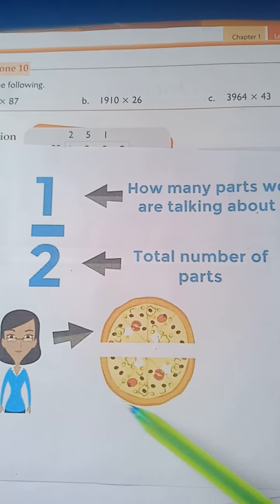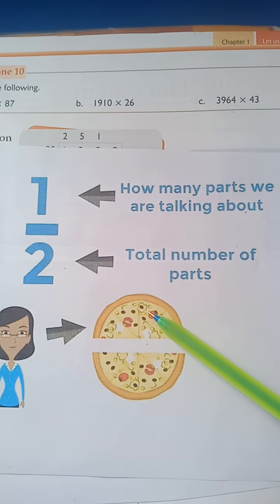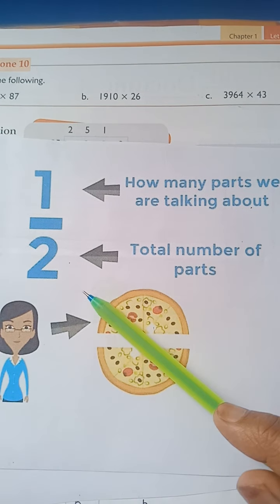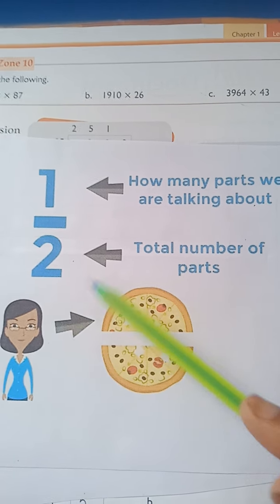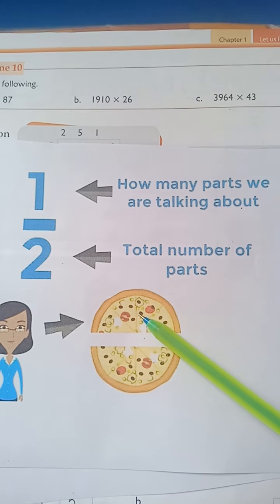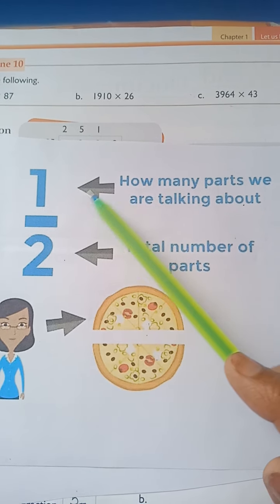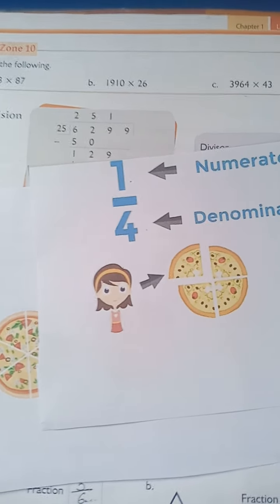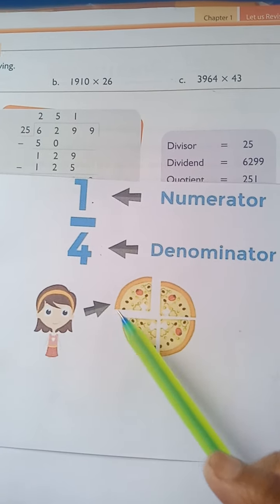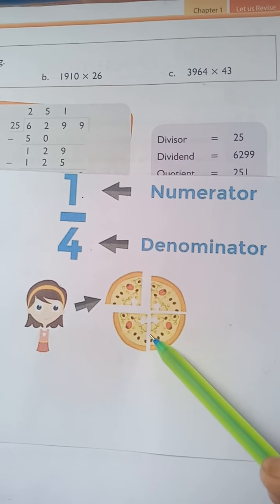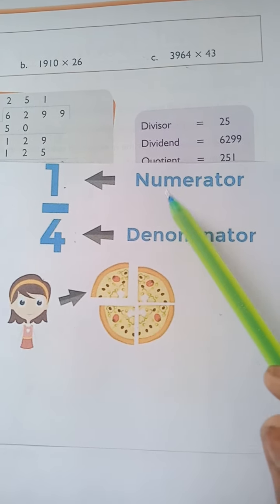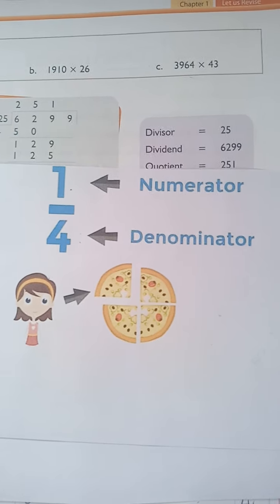See one example here. There are two equal parts. Total parts are 2, so the denominator is 2. The girl has taken one part, so the numerator is 1. Now see the next one. Total parts in this example are 4, so the denominator is 4. The girl takes 1, so the numerator is 1.